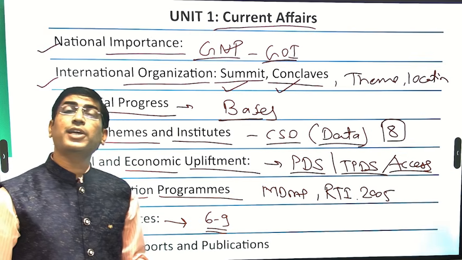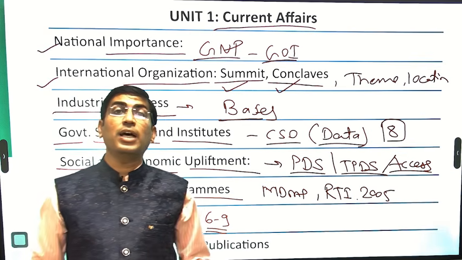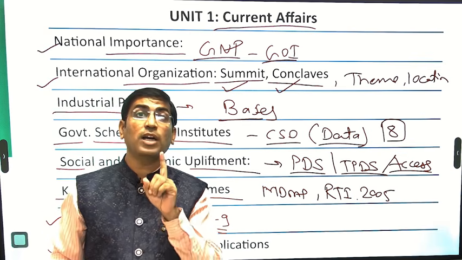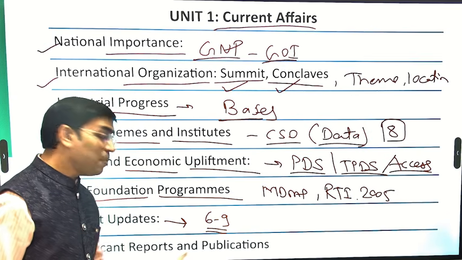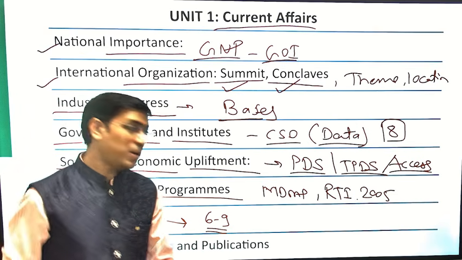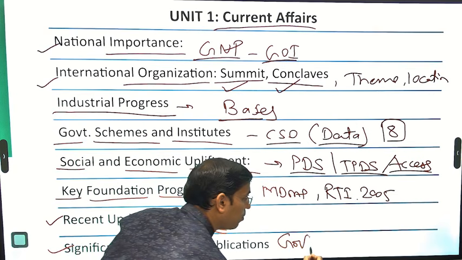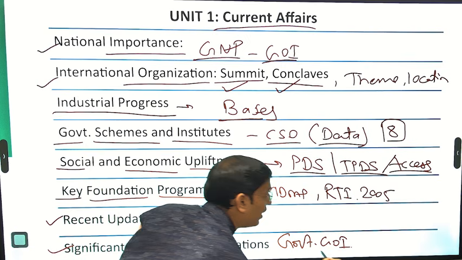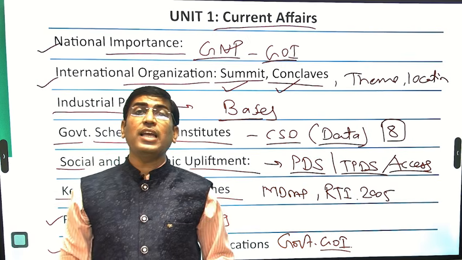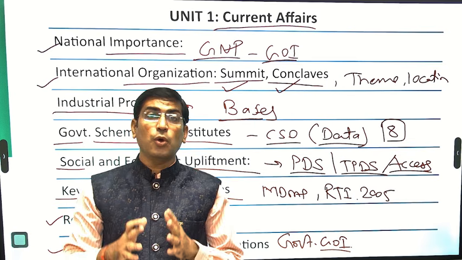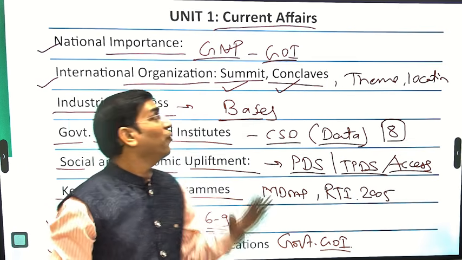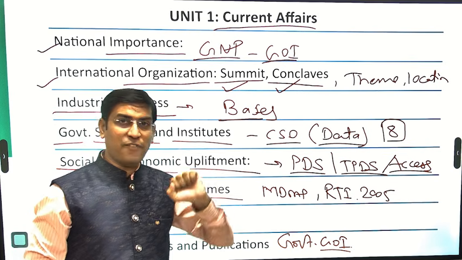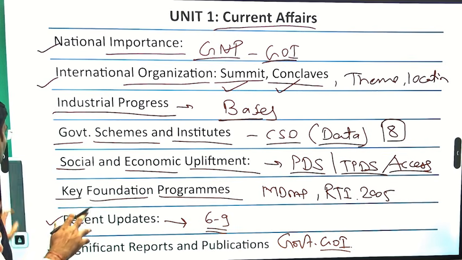Significant reports and publications, specifically from the national organized bodies of the government. So these reports and publications only of the government body, okay, the government of India, specifically the GDP-related concerns which directly correlate with current affairs. Okay, so this is there for current affairs.